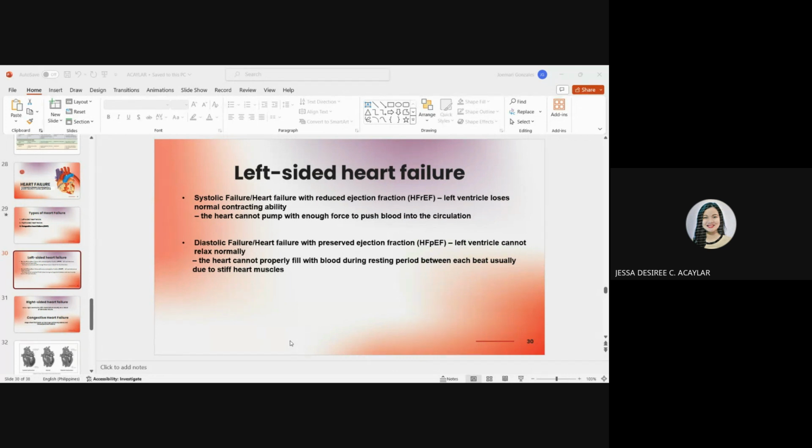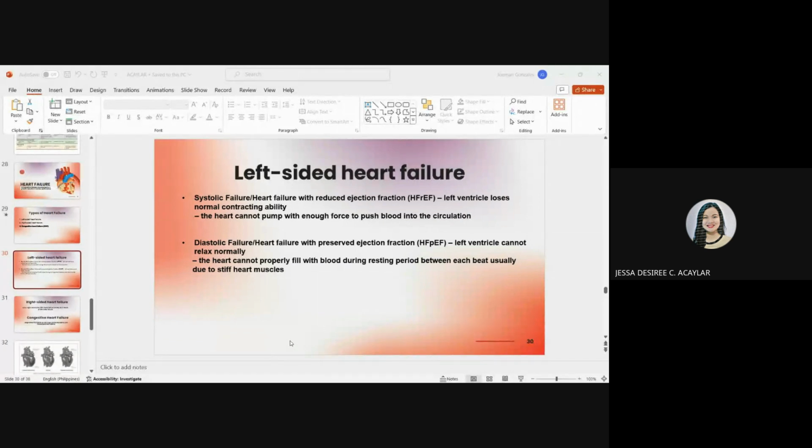The systolic failure, or heart failure with reduced ejection fraction, and the diastolic heart failure. Kapag yung systolic na failure, yung left ventricle loses normal contracting ability. Yan yung sa systolic.